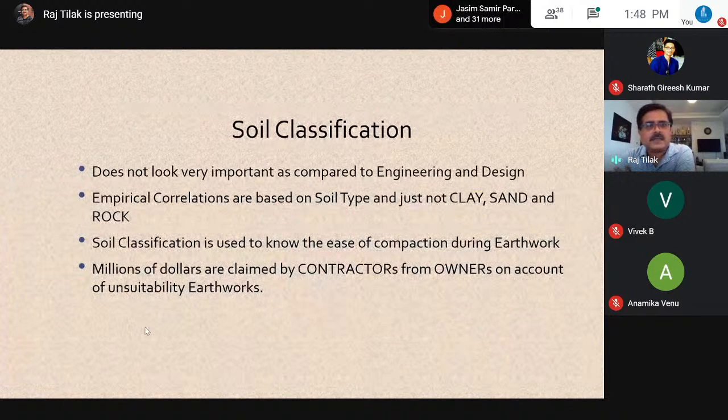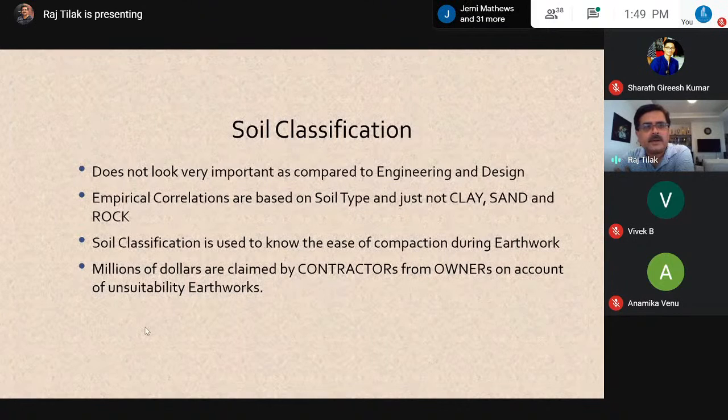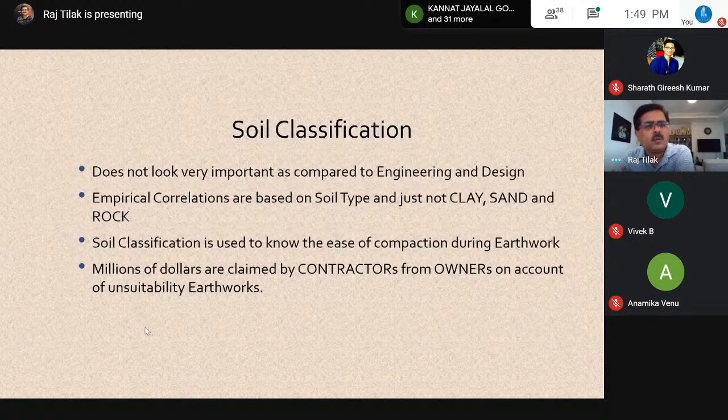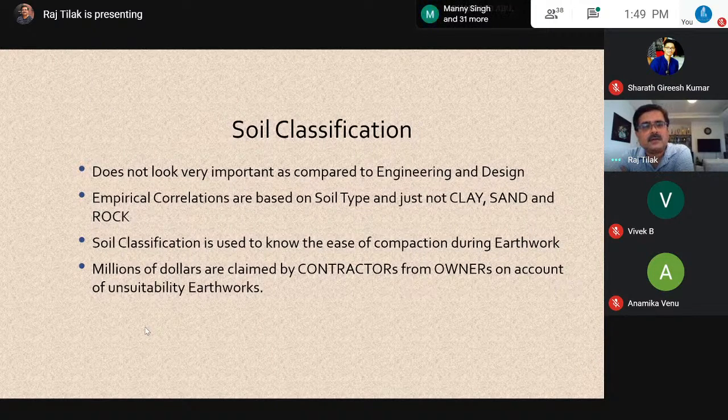Similarly, one of the classic cases is soil classification. It's a very boring chapter probably. Nobody tries to stay focused on this chapter, like why so many classification systems are available. What is the end use of this? How does it matter? Well, you know that it does matter, but how much more it can matter is something which is to be known here.